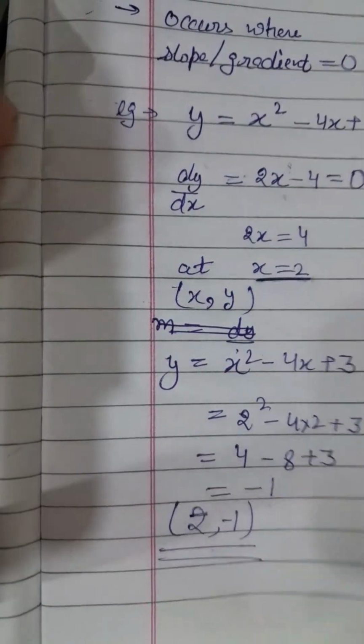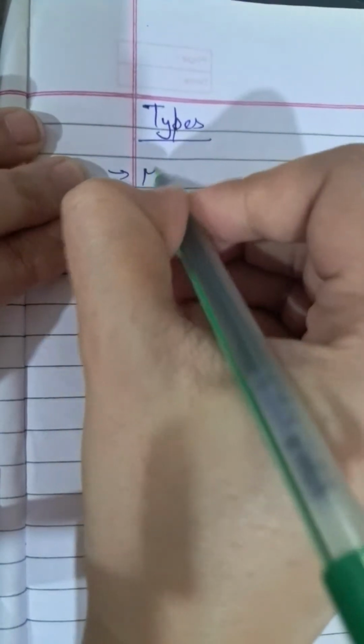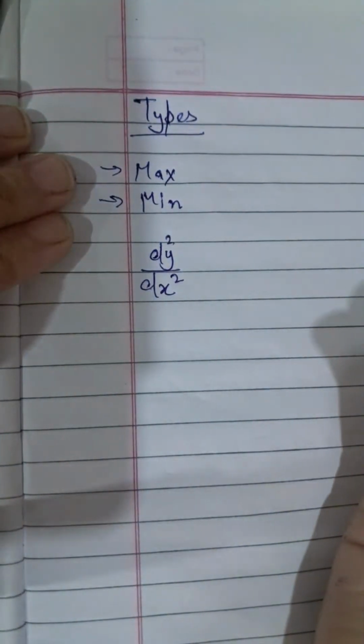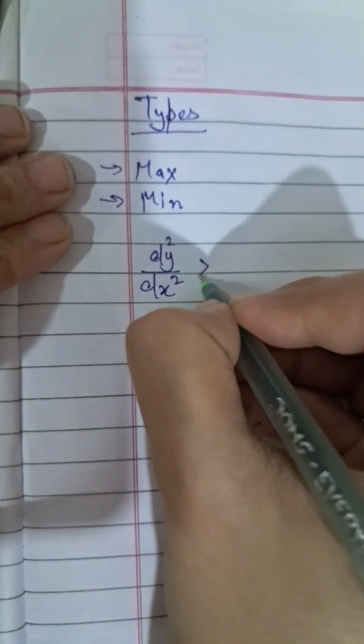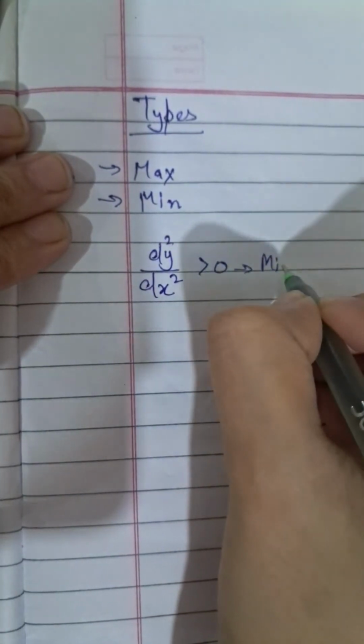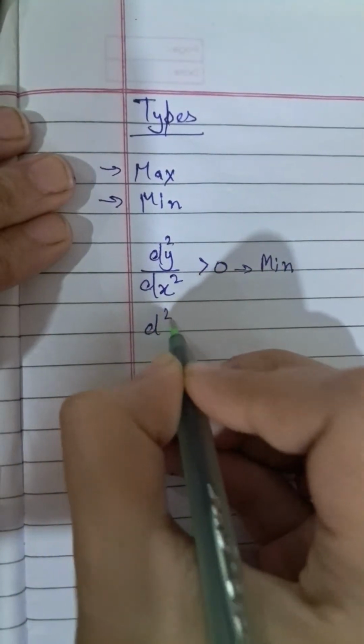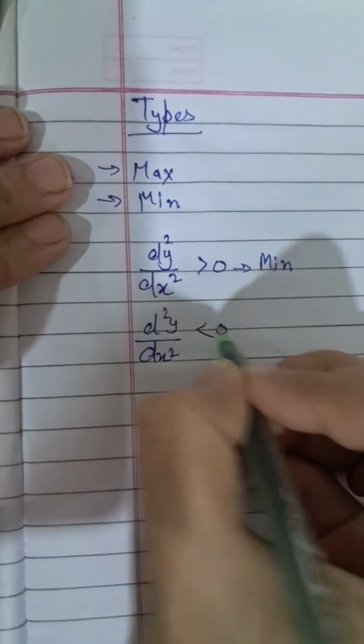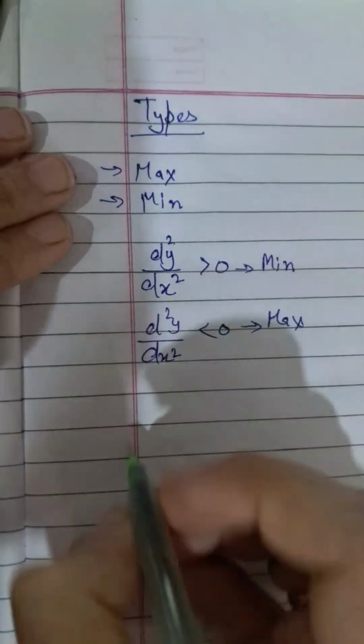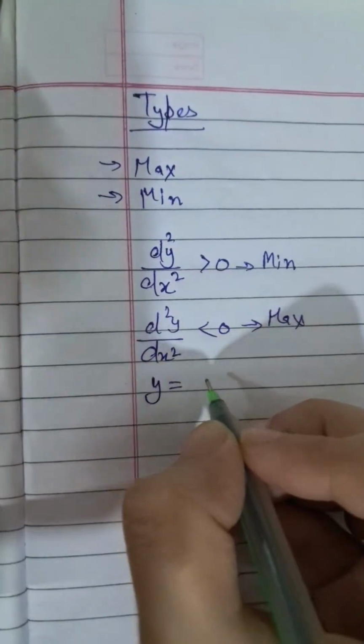Now let's learn how we calculate what type of turning point it is. The types are obviously two, maximum or minimum. How will we identify? We will do the double derivative test. So we will find the double derivative of the function. If the double derivative is positive, we get a minimum point, and if the double derivative is negative, then the point is maximum.